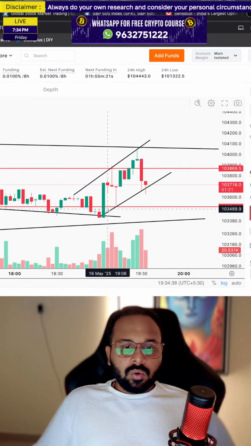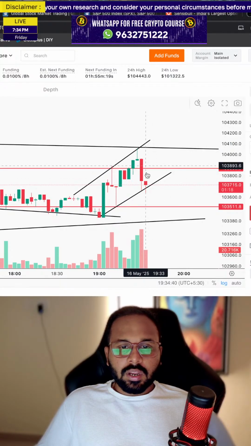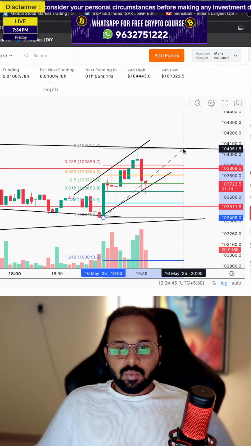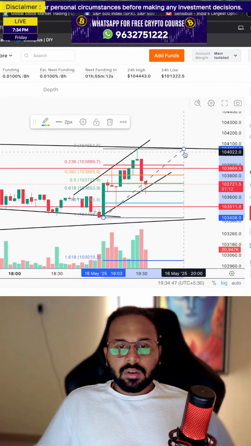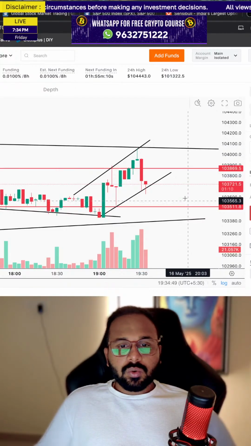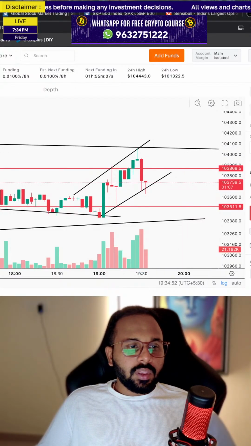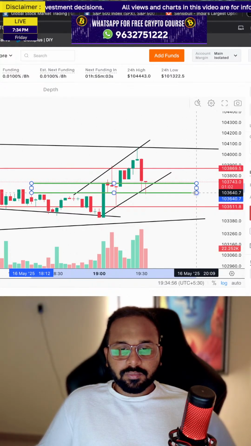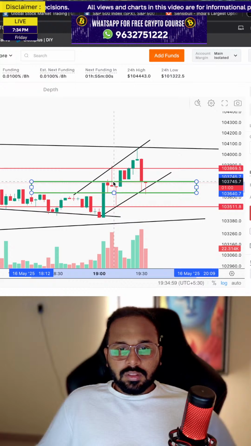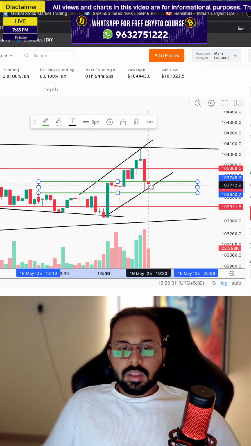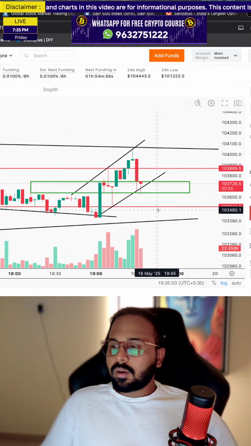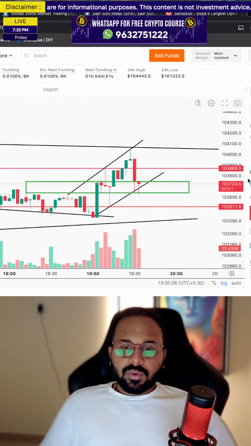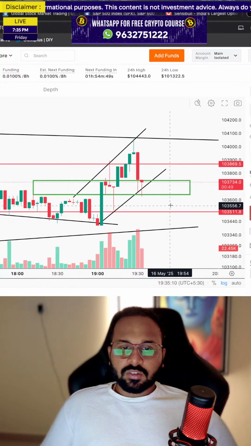Is this a lower low, higher high, higher low, higher high, higher low? So where market is taking support, it is taking support near 618 level. So to a certain extent, we can say this range is important. Okay. In this range, if market is sustaining, it can give an upside movement. So we have to wait and see how market reacts at this zone.